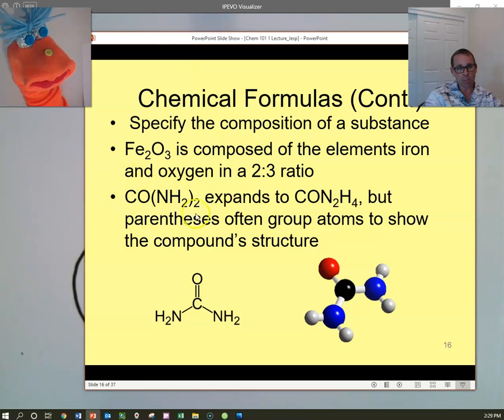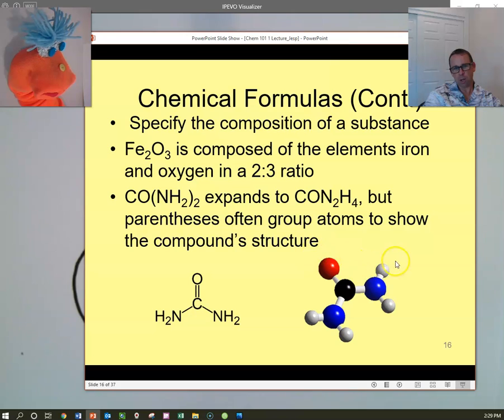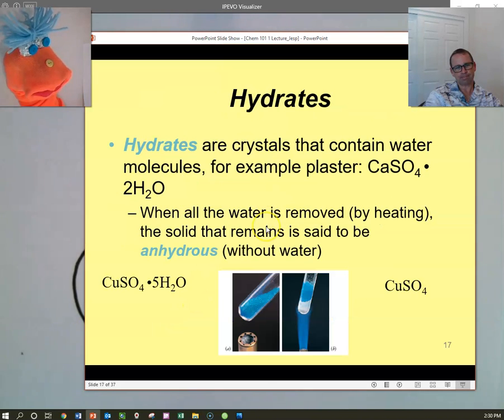But what we want to pay attention to here is that you can have multiple chemical formulas for the same compound, all right? Sometimes chemical formulas will be written a certain way because they want to help you understand the structure. So, for example, this is what the chemical structure looks like in ball and stick form. And if it's written like this, it helps you recognize that there are 2 groups of NH2 on the carbon oxygen double bond.